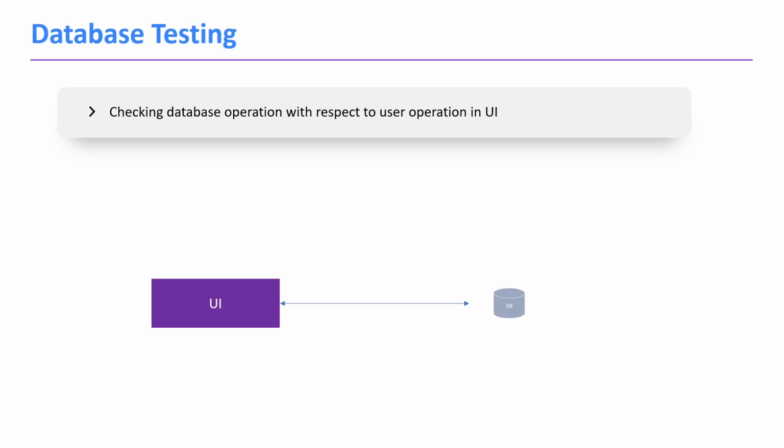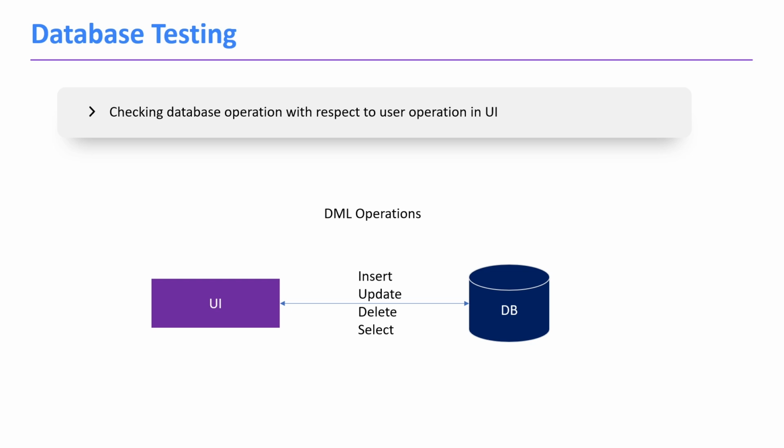As you can see, this is the UI and this is the database. From the UI to the database, we communicate using another language called SQL. In that SQL language, there are multiple operations. We have to test just the basic DML operations, which stands for data manipulation language operations. In that, these four commands are there: insert, update, delete and select. Accordingly we have to test the database.